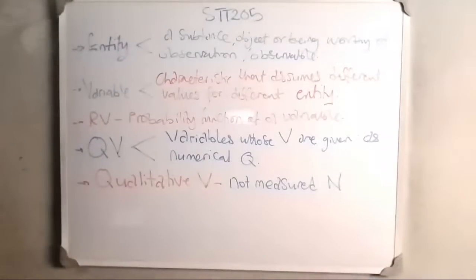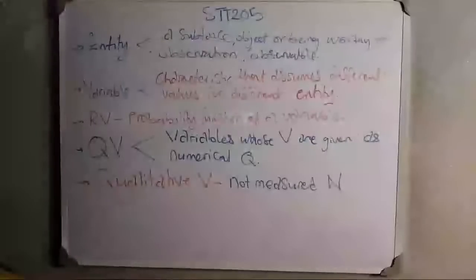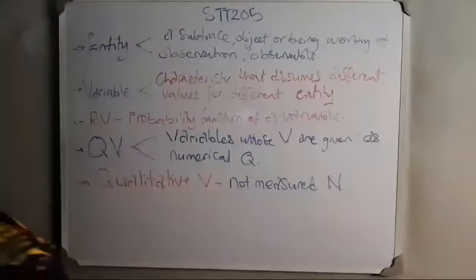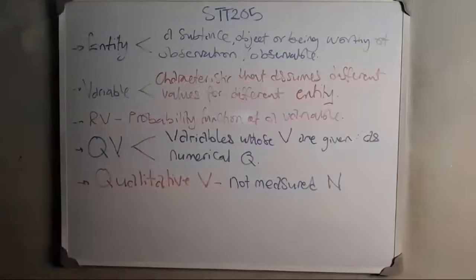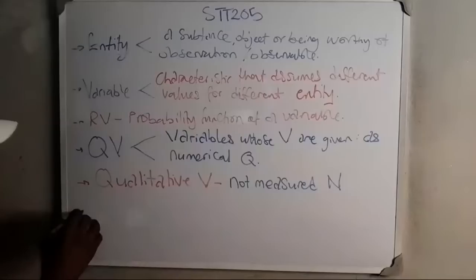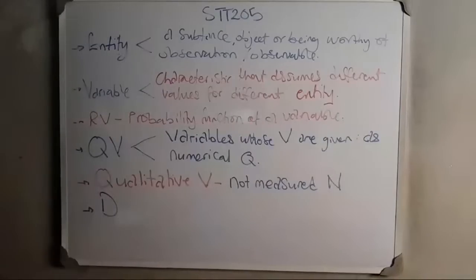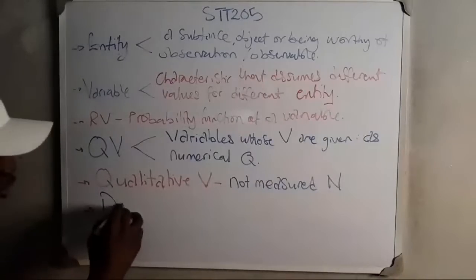So let's just pay attention. Now, we also have what is called discrete variable. When we say discrete variable, what are we talking about? Discrete variables are variables that can only assume whole numbers.